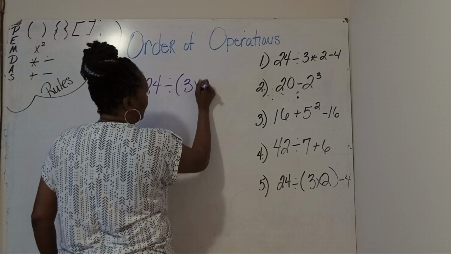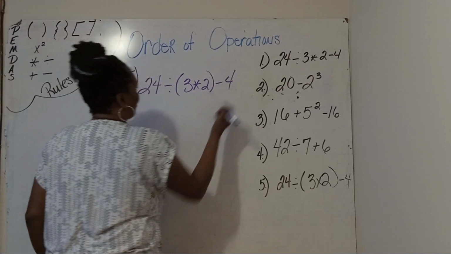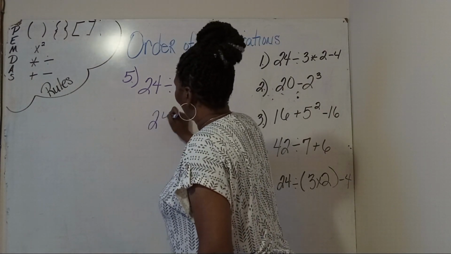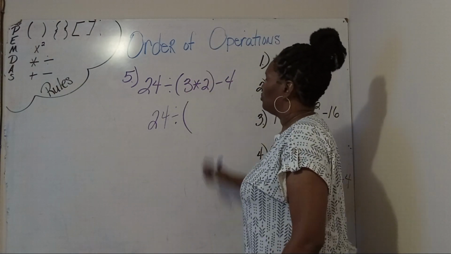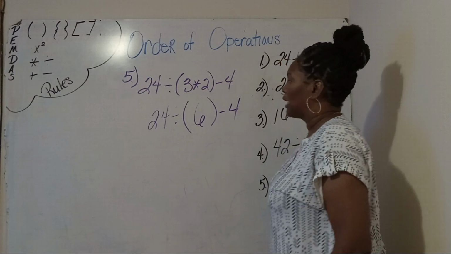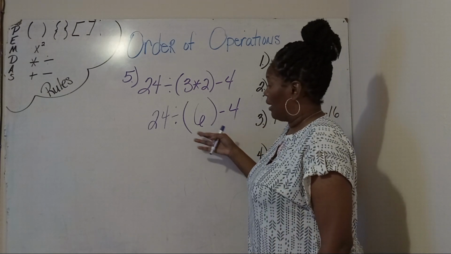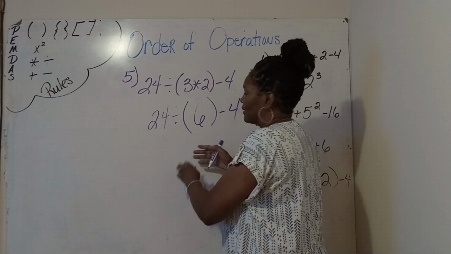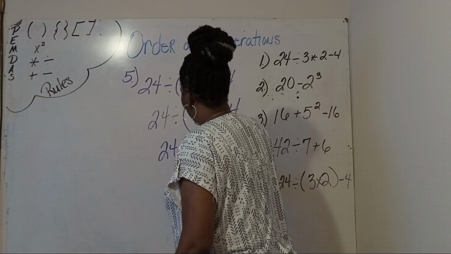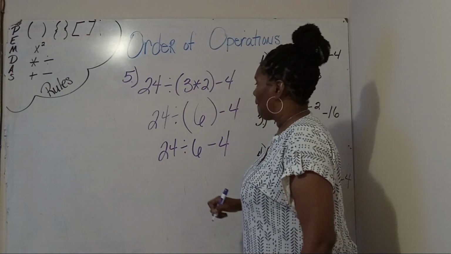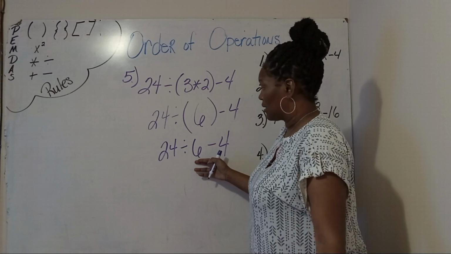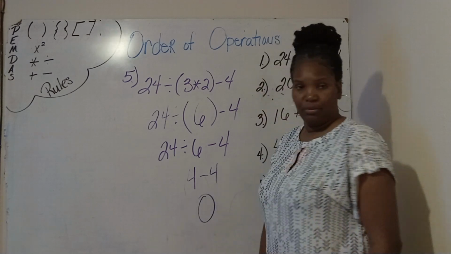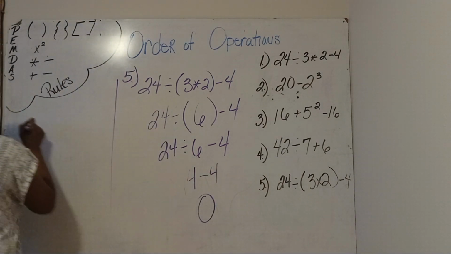Order of operations, 3 times 2 minus 4. Order of operations tells us to do what? Parentheses first. So I'm just going to bring this other stuff down. 24 divided by, what's 3 times 2? That's 6 minus 4. Okay? Order of operations. Now I can do division. And look, since 6 is the only number in these parentheses, I can take it out. So it's going to be 24 divided by 6 minus 4. That's what it's going to look like. Okay? 24 divided by 6 is 4. Bring this down. 4 minus 4 equals 0.